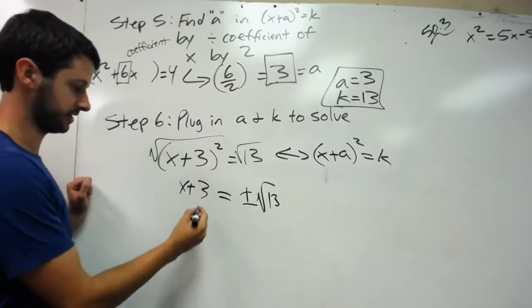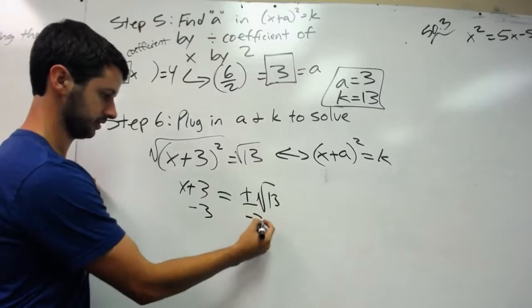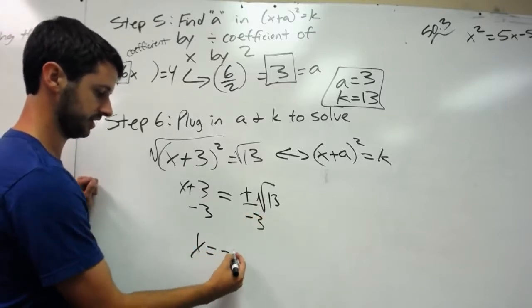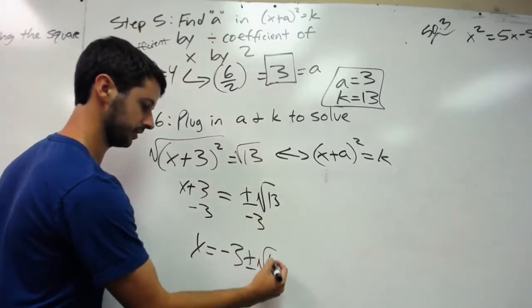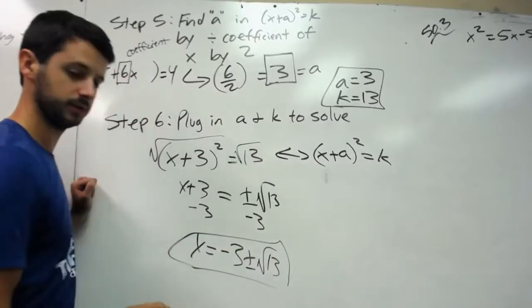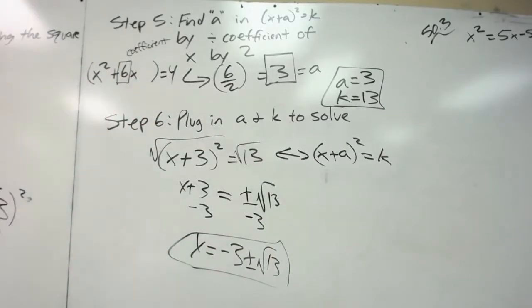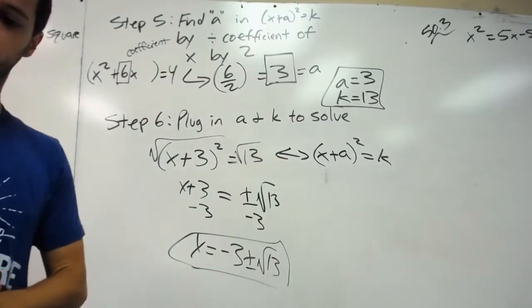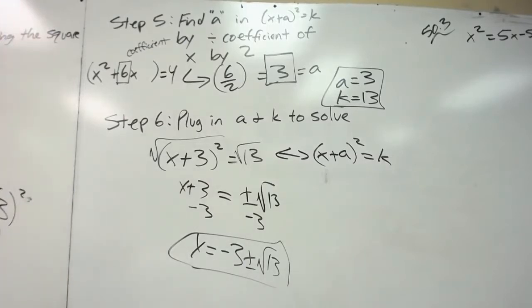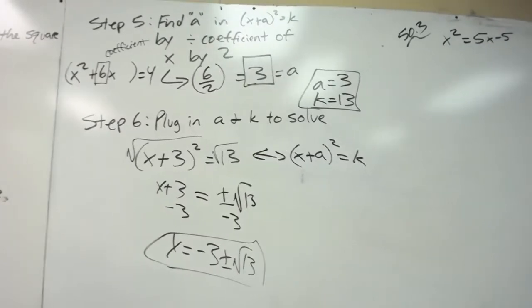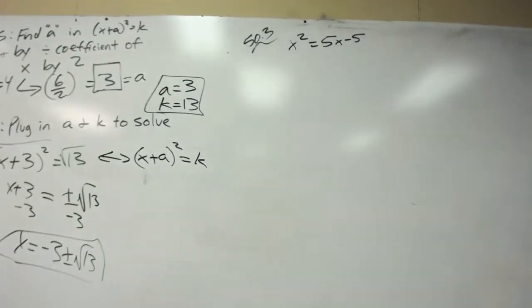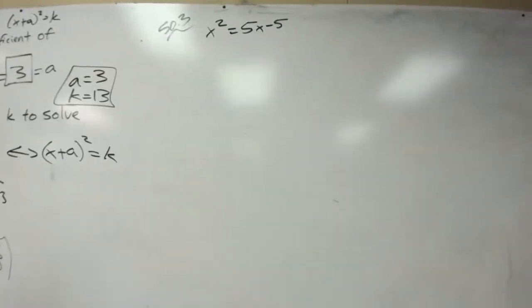Now to get x by itself, subtract. X equals negative 3 plus or minus square root of 13 would be your answer. And that's how you do completing the square. Now let's try one example without using the steps, without looking at it in that format. Let's look at example 50.3, x squared equals 5x minus 5.